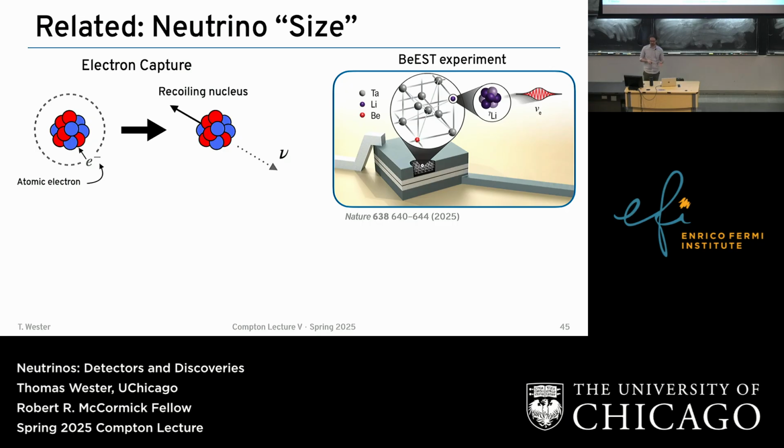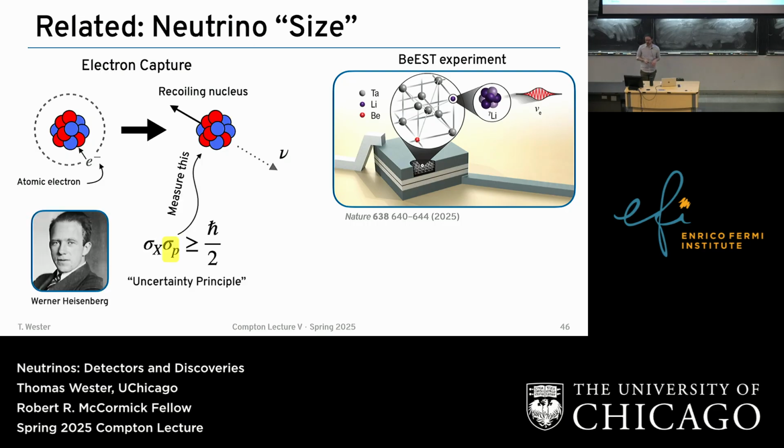The way they do that is with a very clever detector where they have a crystal lattice and they embed these beryllium nuclei in it. And then that whole thing is in a superconductor. When there's a decay, you can read out the current from the superconductor very precisely, so you get very good energy resolution on this.